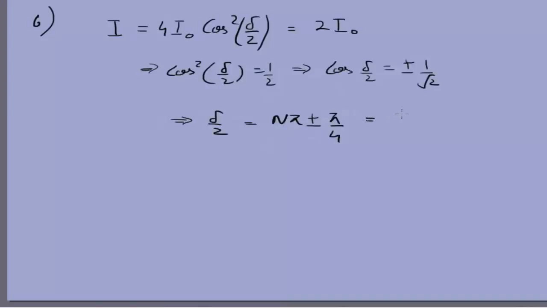But what is delta by 2? We know delta is 2 pi times delta x by lambda. So this divided by 2 means delta x times pi by lambda, which gives us delta x is equal to this into lambda by pi, so n plus minus 1 by 4 lambda. But this doesn't seem to be any one of the options. So the options are all in terms of 2n.